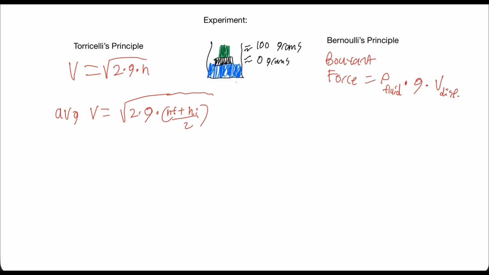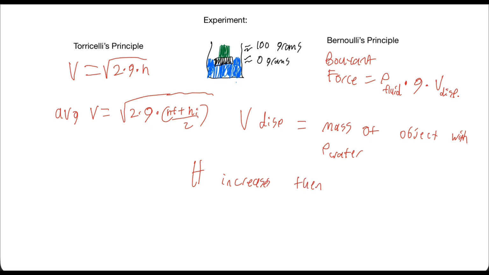Because of that added weight, the water is going to be displaced and the height is going to increase. You need to solve for the volume displaced by taking the mass of the object and assuming that it has the density of water. So the height increases by the volume displaced over the area of the container. And then we can use this new initial height in the velocity formula.